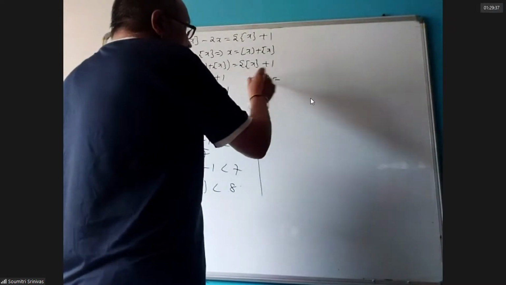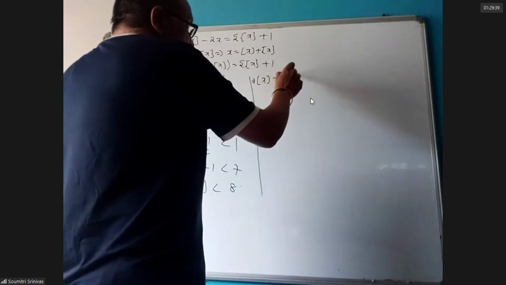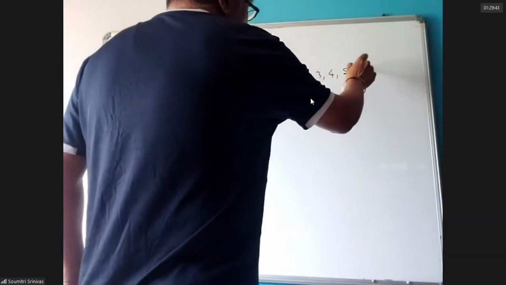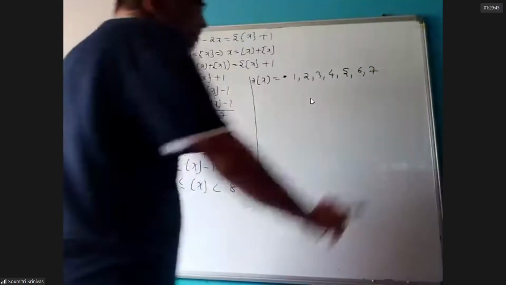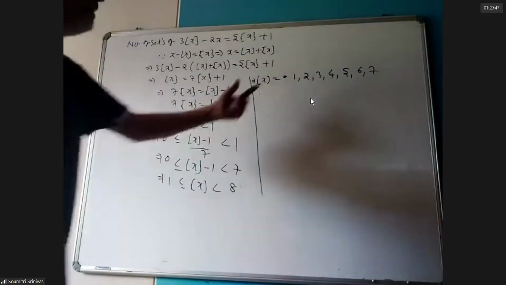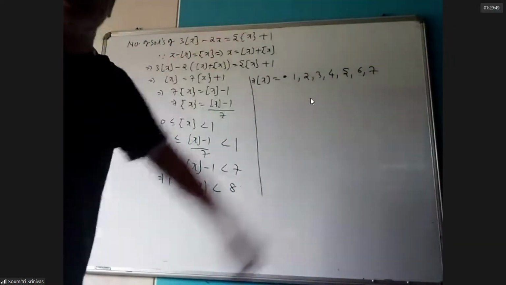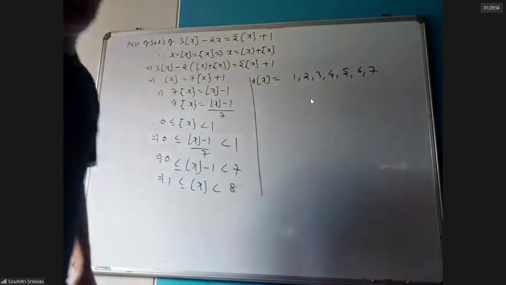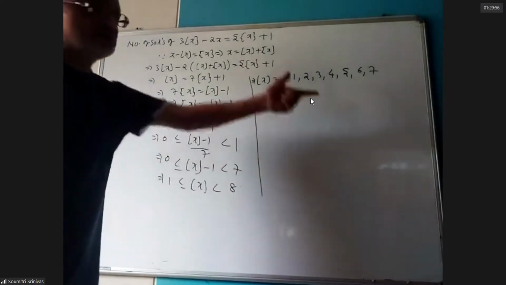Implies step x is equal to... tell me, ma'am: 1, 2, 3, 4, 5, 6, 7. The number of solutions is 7. You can give the answer right here. Number of solutions are 7.